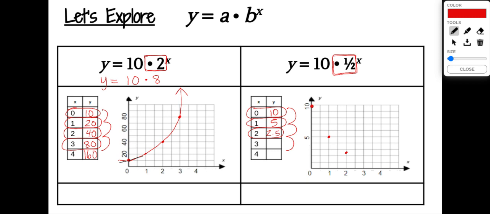10 times half is 5. 5 times half is 2.5. Let's continue. If I take 2.5 and multiply it by half, that would be 1.25. And let's graph that, over 3, up about 1.25. And then if I multiply by half again, I would get 0.625, which is a little bit more than half of a unit. So over 4, up about here. And then let's go ahead and just connect our points.